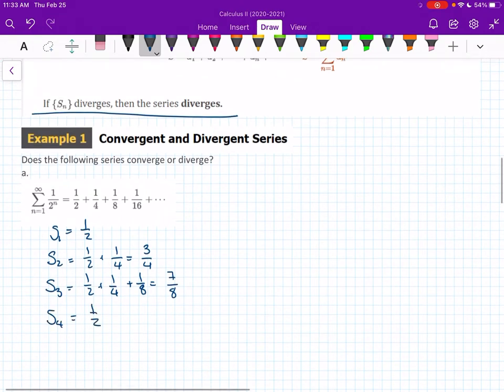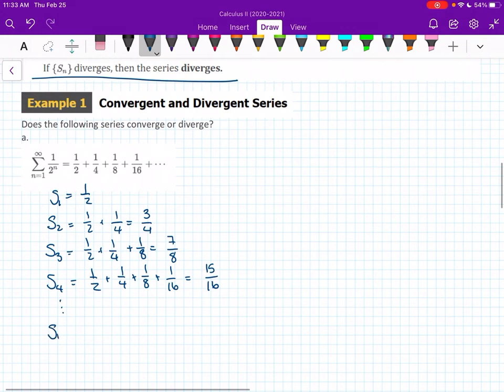My fourth partial sum, 1/2 plus 1/4 plus 1/8 plus 1/16, is going to be 15/16. And I can continue until I find a pattern, but that's enough for me to see the pattern. So the pattern for this is going to be my denominator is 2 to the n, and my numerator is 1 less than that. So 2 to the n minus 1 over 2 to the n.